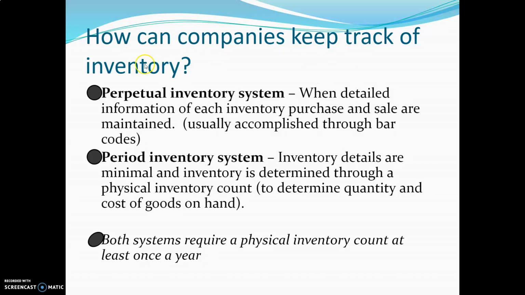So how do companies keep track of inventory? There are, generally speaking, two systems. There's a perpetual system, and this is usually attached to things like barcodes, and every time that you scan something, it automatically goes into a computer system which updates and says, okay, we've just sold 1 unit of this. And most companies will be doing it this way these days because our technology has developed significantly. So a perpetual system is when detailed information of each inventory purchase and sale is maintained, usually accomplished through barcodes and computers.